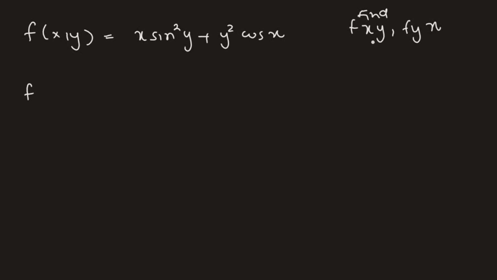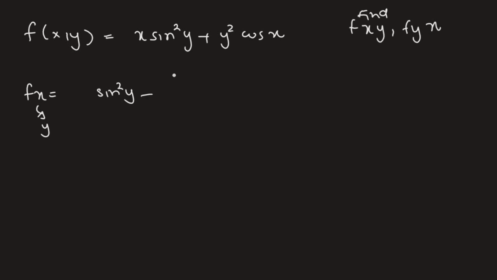Your question is to find f of x, y and f of y, x. Just like that, you're going to find f of x of y first, but for that you need f of x first. So let's find f of x first. Here you know that y is a constant. Differentiating x only, the derivative of x is 1, and this is not a product rule, because this whole thing becomes a constant, just like 2x. The constant remains the same and the derivative of x is simply 1.